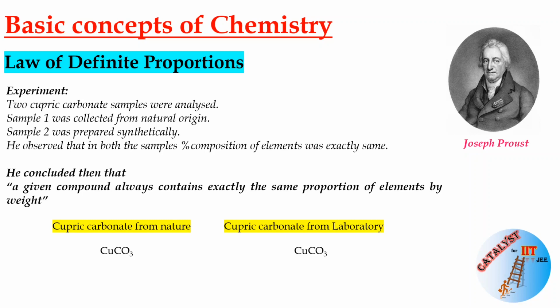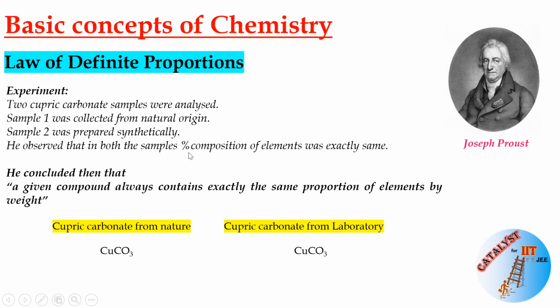Then he observed that in both the samples, the percent composition of elements was exactly the same. What do you mean by percent composition of elements? I will tell you now. From the observation, he concluded that a given compound always contains exactly the same proportion of elements by weight. A given compound, which is cupric carbonate here, always contains exactly the same proportion of elements by weight.